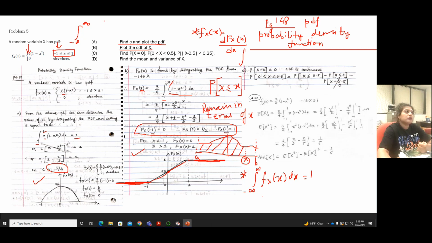Now, what about the value of x equals 0? So at x equals 0, the CDF is basically a continuous function. At x equals 0, at this specific point in time, that very dot of time, that value is 0.